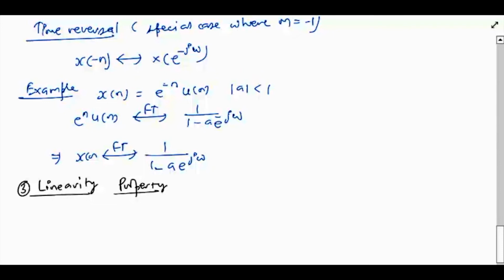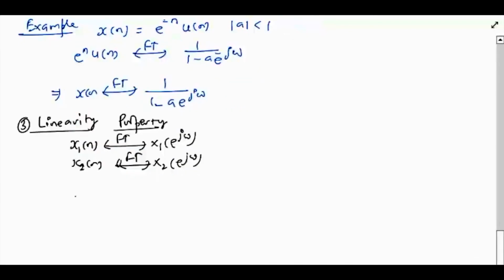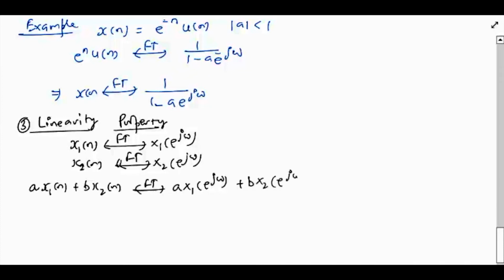Okay, so this property is similar to its counterpart in the continuous time case. For instance, let us assume that x1[n] has discrete time Fourier transform X1(e^{jω}), and x2[n] has discrete time Fourier transform X2(e^{jω}). Then the linearity property says that for some numbers a and b, a x1[n] plus b x2[n] will have Fourier transform a X1(e^{jω}) plus b X2(e^{jω}).